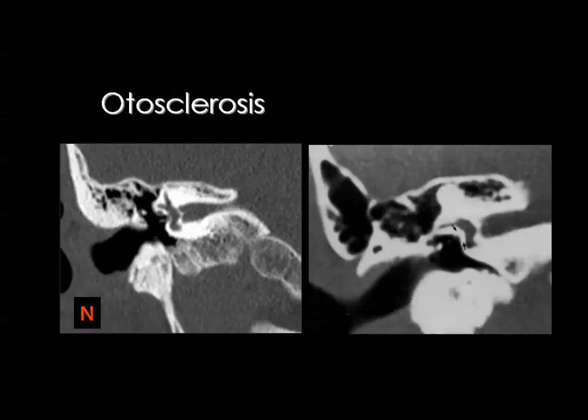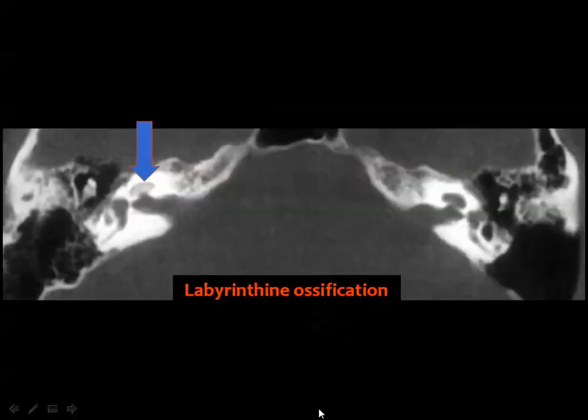Then otosclerosis means that there is obliteration of the oval window by a bony plate. Normally, you see the oval window in the coronal images connecting the middle ear cavity to the vestibule. It is obliterated by the footplate of the stapes, as you know. But in this example, you can see that the oval window is no longer present and is totally obliterated by a bony plate, diagnostic of otosclerosis.